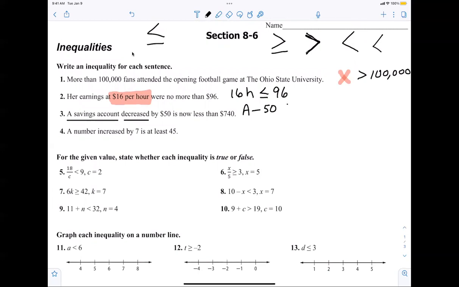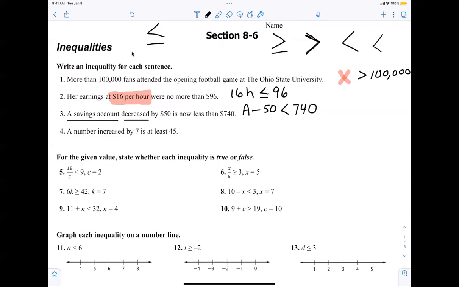Alligator going this way. Let's call it the less than symbol. Here's what we're having: the account minus 50 is less than 740. All right, that's what we're doing. So it could be 0. No, we're going to finish solving it. That's what I'm saying. I'm not worried about solving it until tomorrow.